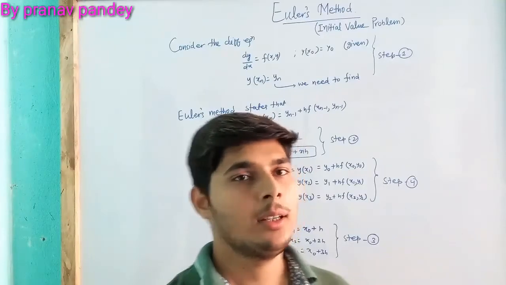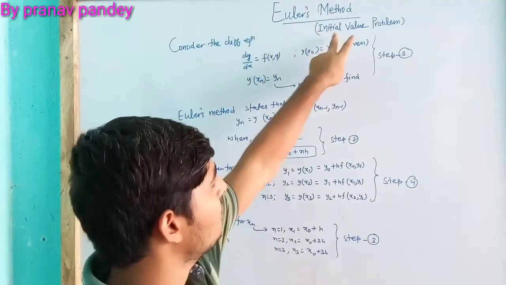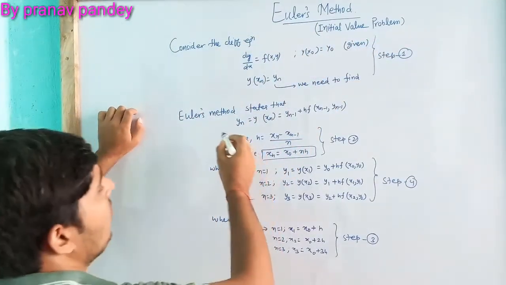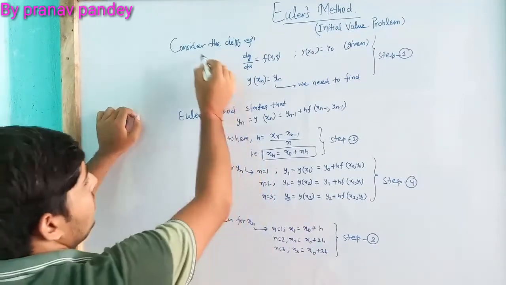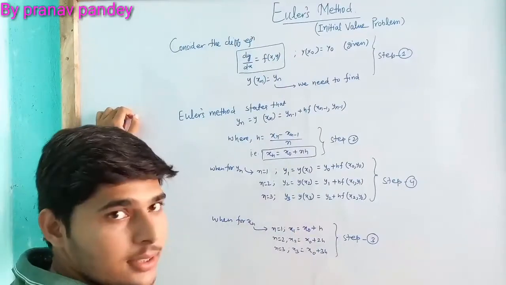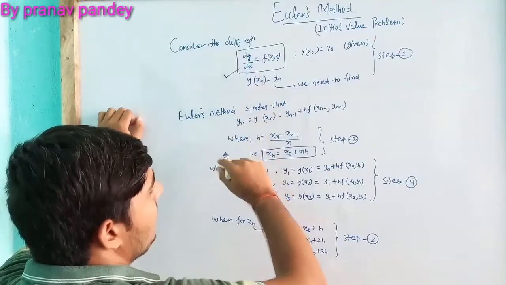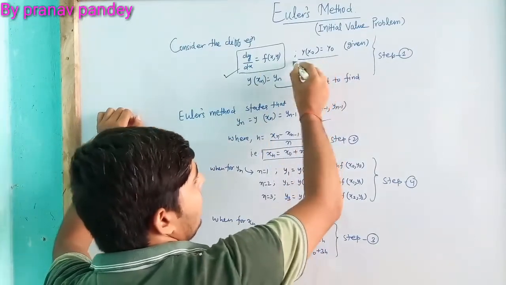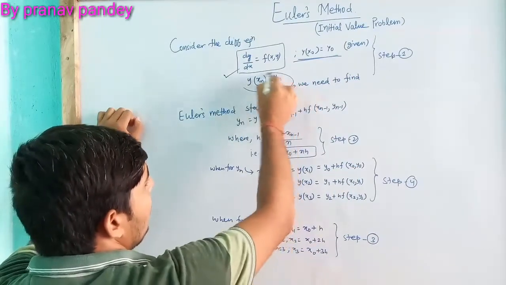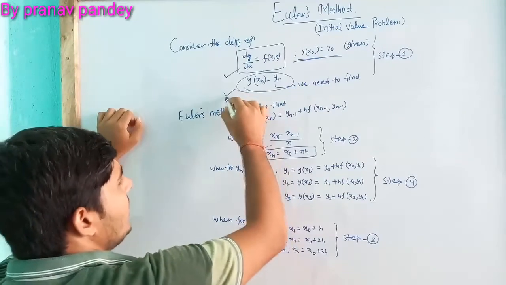Hello everybody. We are going to start with Euler's method, which is also known as the initial value problem. In this, we need to consider that a differential equation of this form is given in the question, and also y of x naught is equal to y naught is given. We need to calculate y of xn, which is equal to yn.